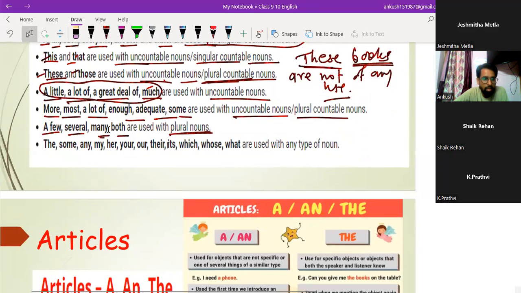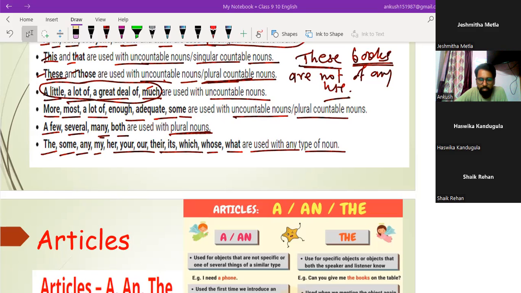The last ones: my, her, are possessive. Its, which, whose, what are interrogative. These determiners are used with any type of noun, whether countable or uncountable, singular or plural. Are you getting my point? The screen is visible to you all?